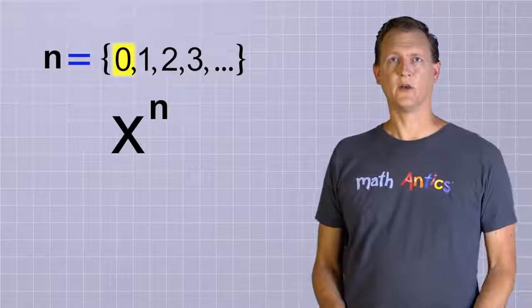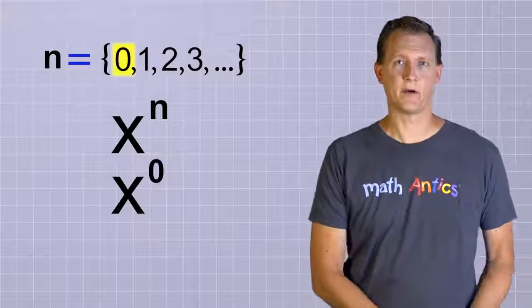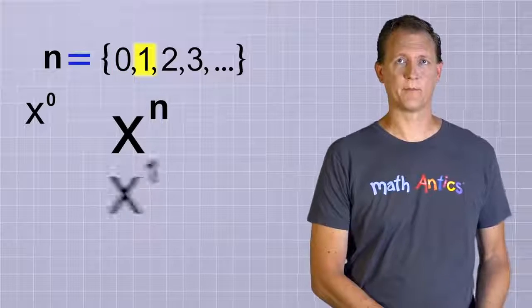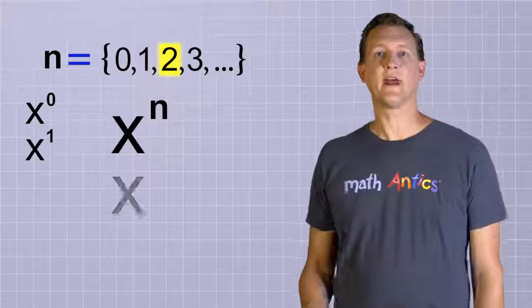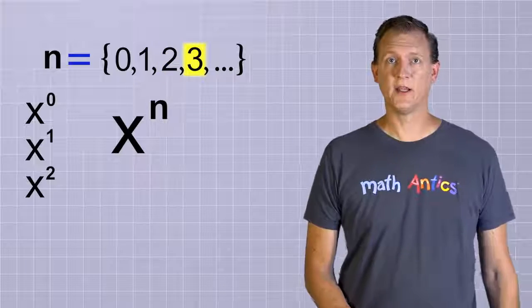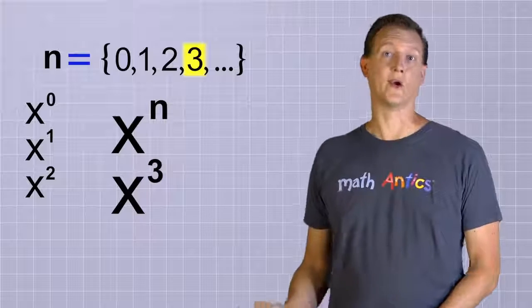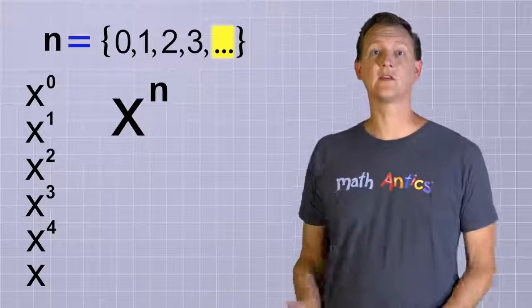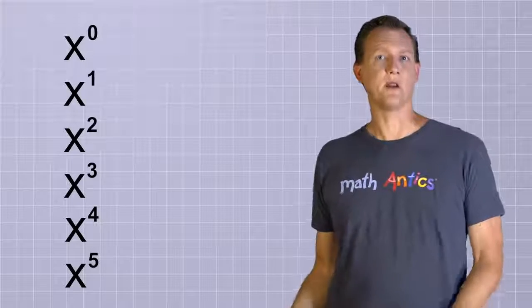If n is 0, then we have x to the 0th power. If n is 1, then we have x to the first power. If n is 2, then we have x to the second power, or x squared. If n is 3, then we have x to the third power, or x cubed. And we could keep on going with this pattern, x to the fourth, x to the fifth, to infinity. Okay, but what do these exponents mean?